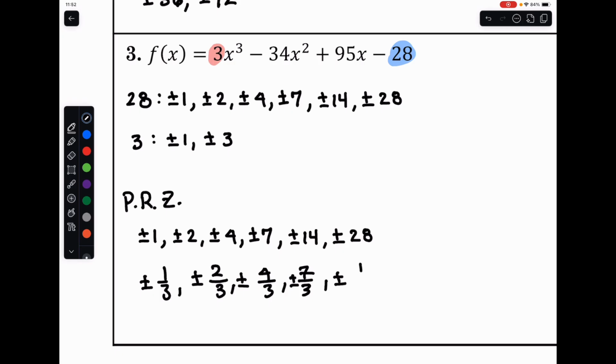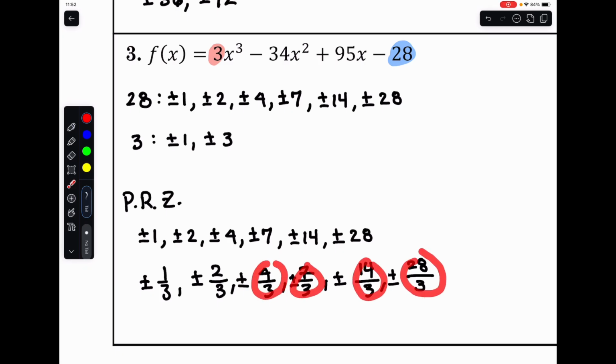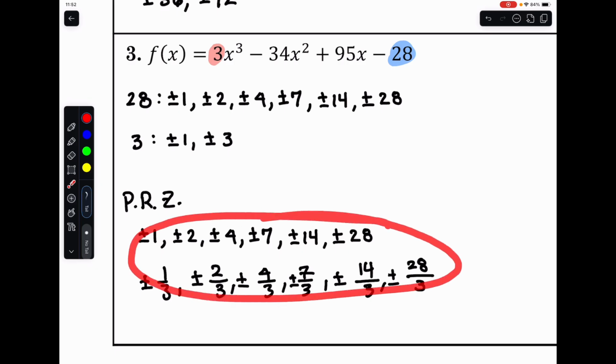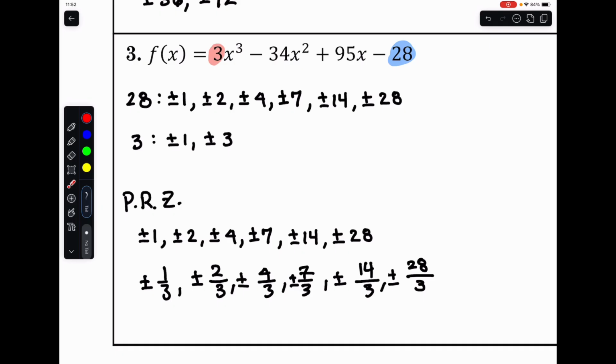Our next number is 14. And our last number is 28. Now these numbers cannot have a common factor, meaning that if anything is reducible, if there's a common factor, I have to reduce that out and write this fraction in a simpler form. But there is our list of possible rational zeros.